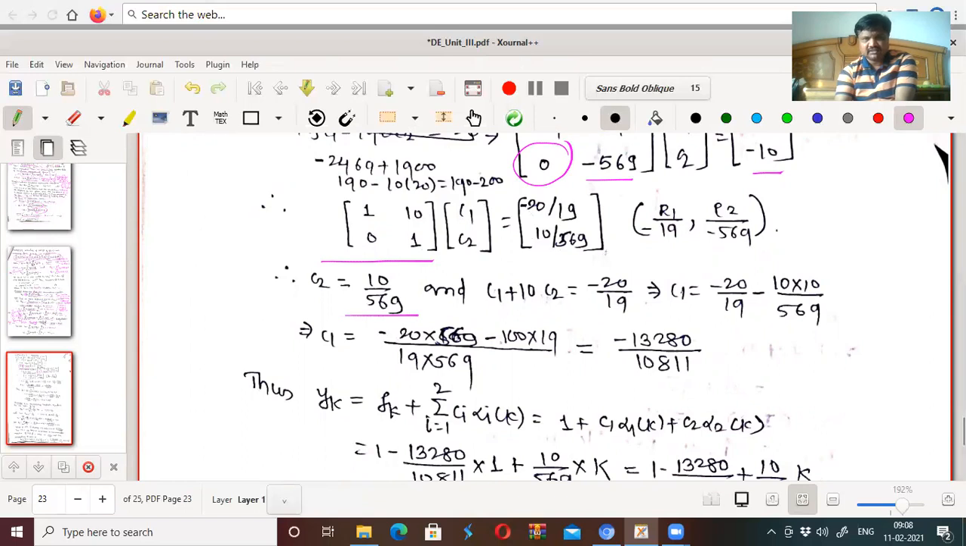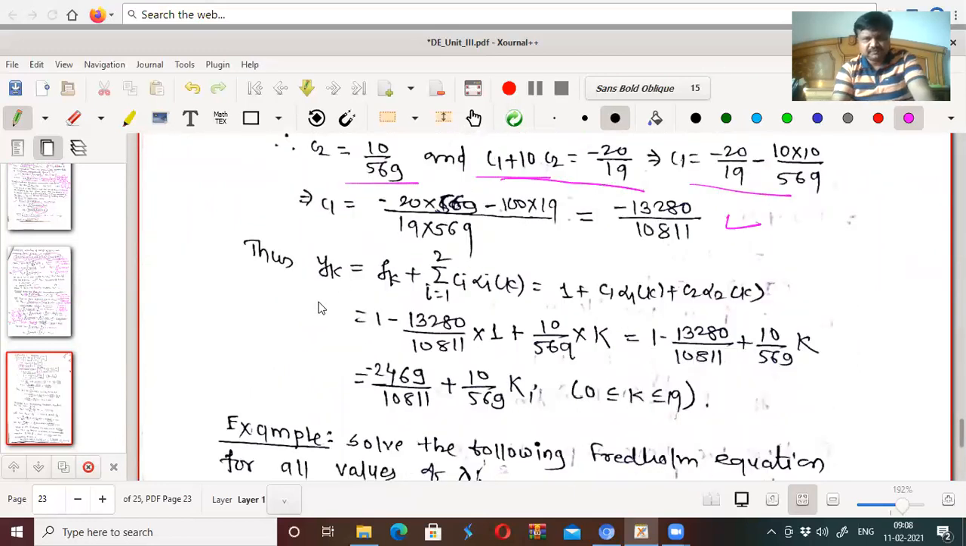We obtain this one. Put that value in any one of the equations, C1 plus 10 C2, because first you will get C1 plus 10 C2 is equal to minus 20 upon 19. You put the value of C2 in this equation, you will get the value of C1, and therefore yk becomes fk plus summation from i equal to 1 to 2 ci alpha ik, equal to 1 plus c1 alpha 1k plus c2 alpha 2k.